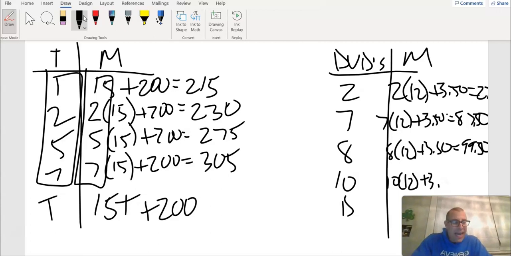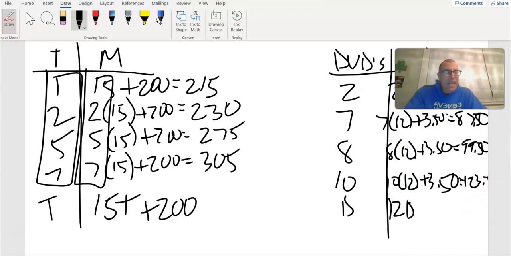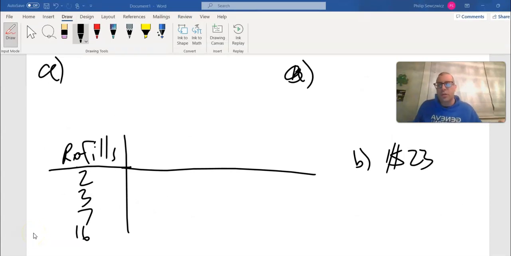We also need to add on our $3.50. So that's going to give us a grand total of $123.50. And then the last one here, again, we're multiplying 12 times the number of DVDs every time. And then we were always adding the $3.50 onto it. So we're going to go to those questions that we had at the bottom of the table.